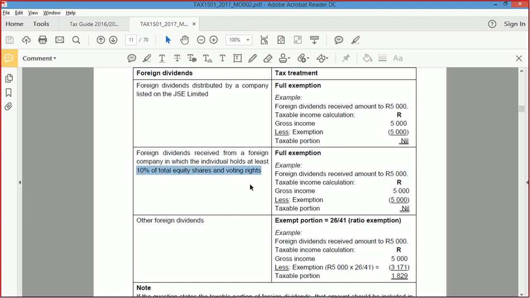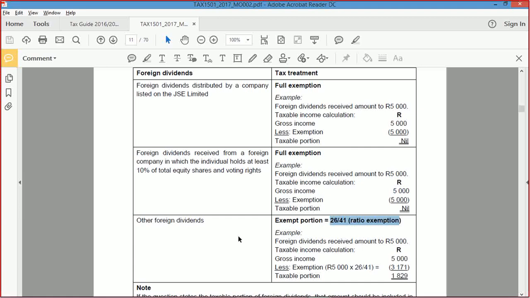Same thing here: foreign dividends received from a foreign company in which the individual holds at least 10% of the total equity shares and voting rights. If the individual holds 10% or more, which is a lot for one individual, then they would also receive an exemption. But if it's other, foreign dividends received amount to 5,000, taxable income 5,000, but the exemption here is going to be in that ratio, 26/41. That's the exempt portion. So SARS will give you a piece, but they won't give you all of it as an exemption.